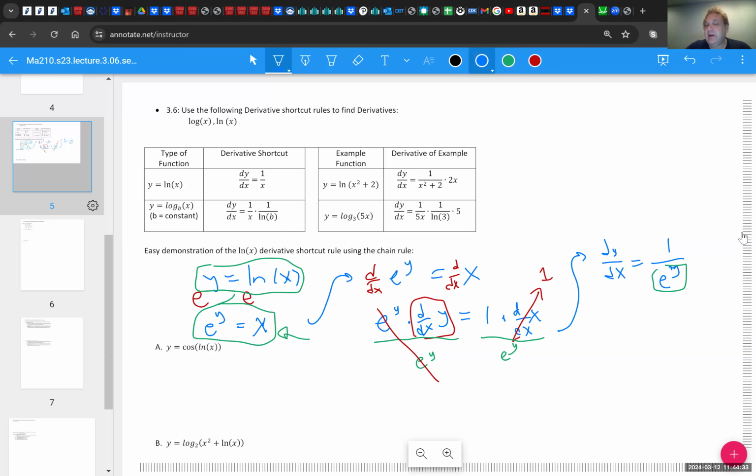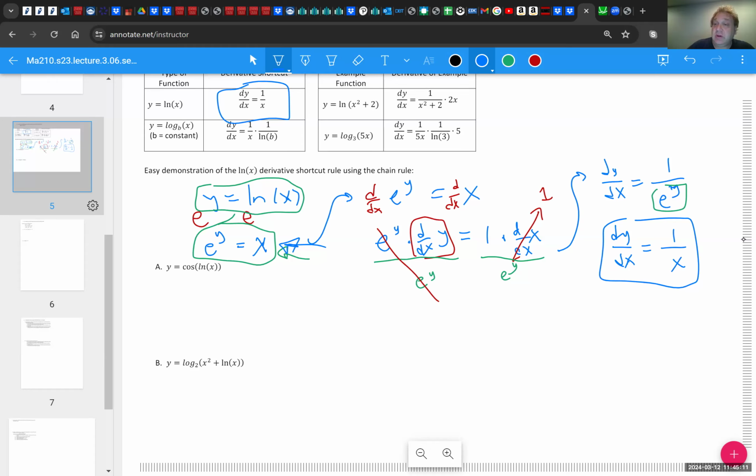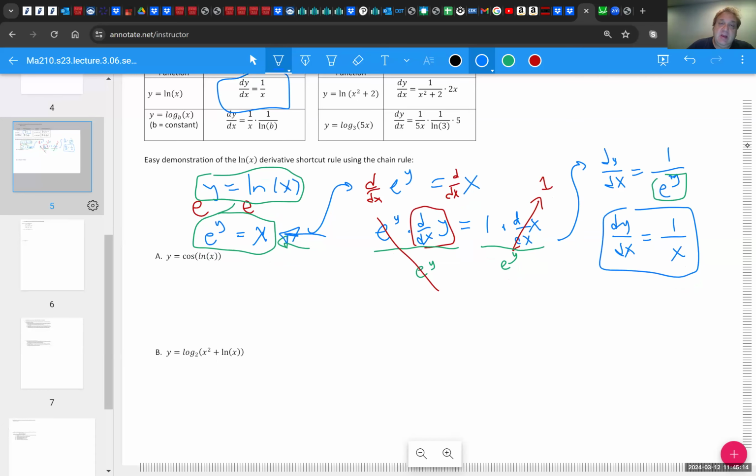So instead of writing this as dy/dx equals 1 over e to the y, I can write this as dy/dx equals 1 over the thing that I can say is equivalent to e to the y, which is x. Remember over here, e to the y is the same as just x. So this is the formula: dy/dx is equal to 1 over x. So just by using the chain rule, we can simplify this function and find its derivative. In fact, any kind of inverse function is easily differentiated using implicit differentiation using the chain rule. All right, so that was a little demo of the derivative formula for natural log x, for the shortcut formula for natural log x. All right, I'll do a couple of examples here.